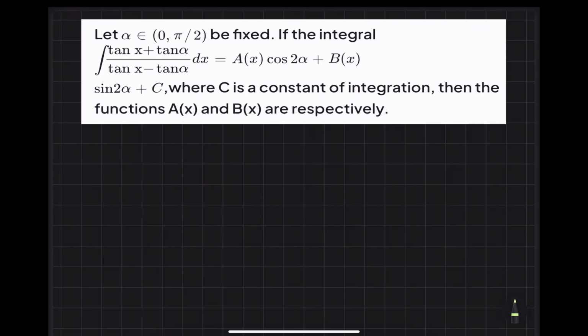So look at this question. You have to integrate (tan x + tan alpha) upon (tan x - tan alpha). You know that you have to integrate with respect to x, so everything except x is constant.